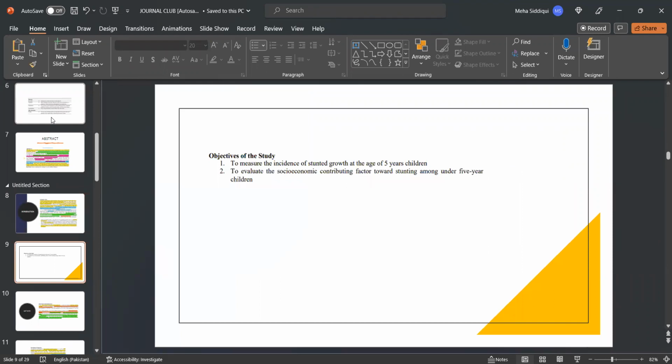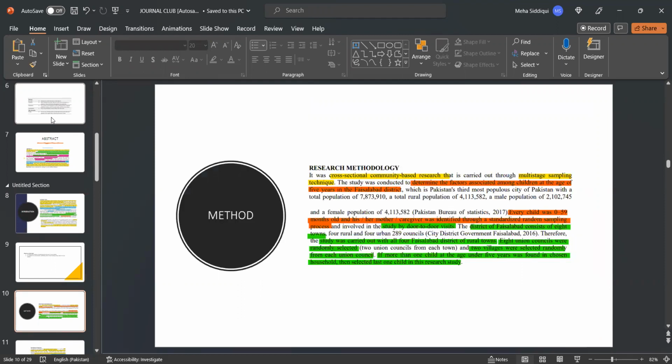Objectives of the study: to measure the incidence of stunted growth in children at 5 years of age, and to evaluate the socioeconomic contributing factors towards stunting among children under 5 years. Now, method. It was cross-sectional community-based research carried out through a multi-stage sampling technique. The study was conducted to determine factors associated among children at the age of 5 in Faisalabad district, and every child was 0 to 59 months old, that is under 5 years of age.